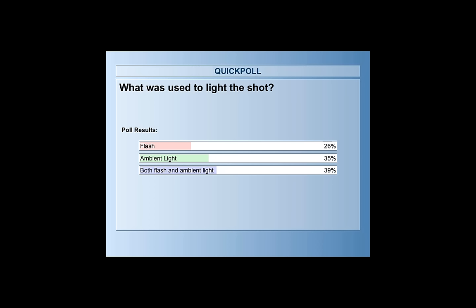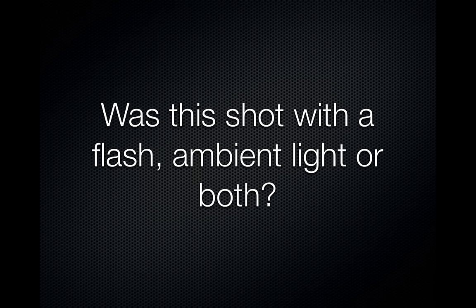Okay, and let me share this. So, 26% of you said it was shot with a flash, 35% said ambient light, and 39% said it is both flash and ambient light. Okay, and what do you think I used? Okay, let's get the real answer here.